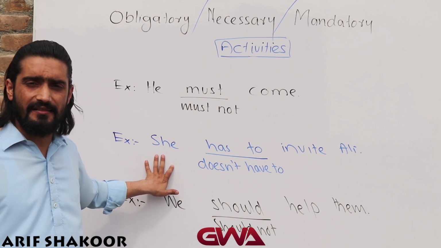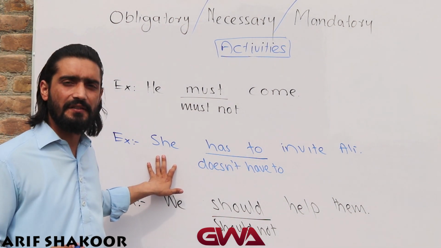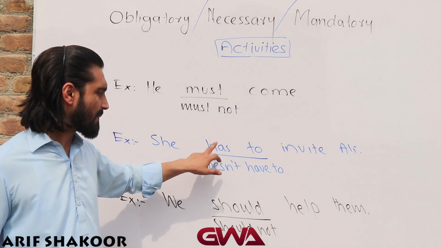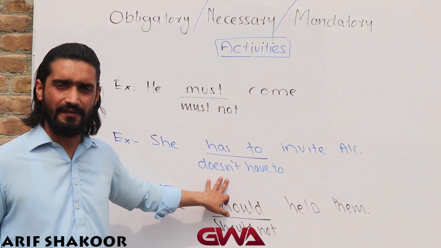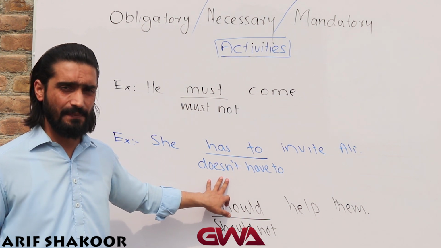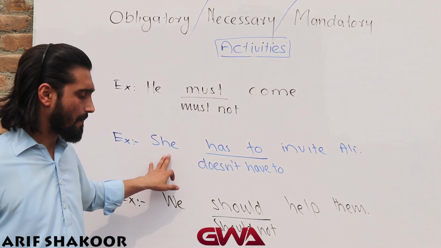Number two, she has to invite Ali. Negative, she doesn't have to invite Ali. Now has to will change to have to because we have auxiliary verb here, does. And the subject is singular.